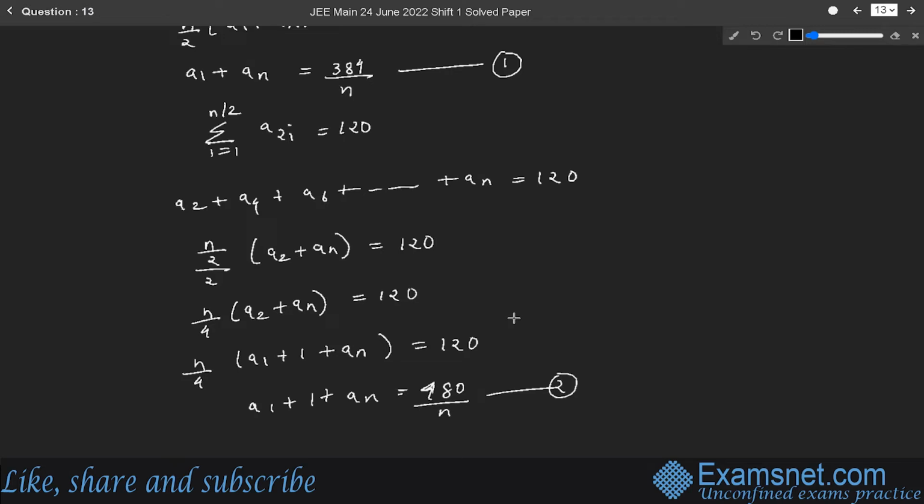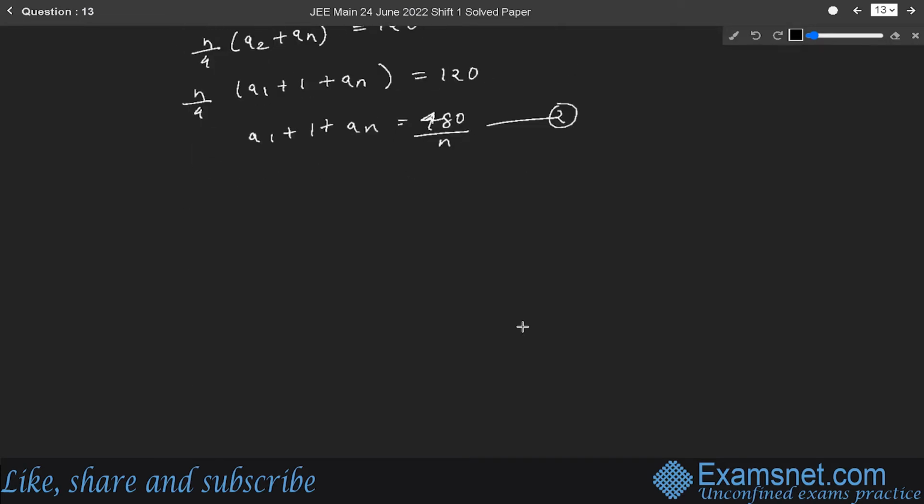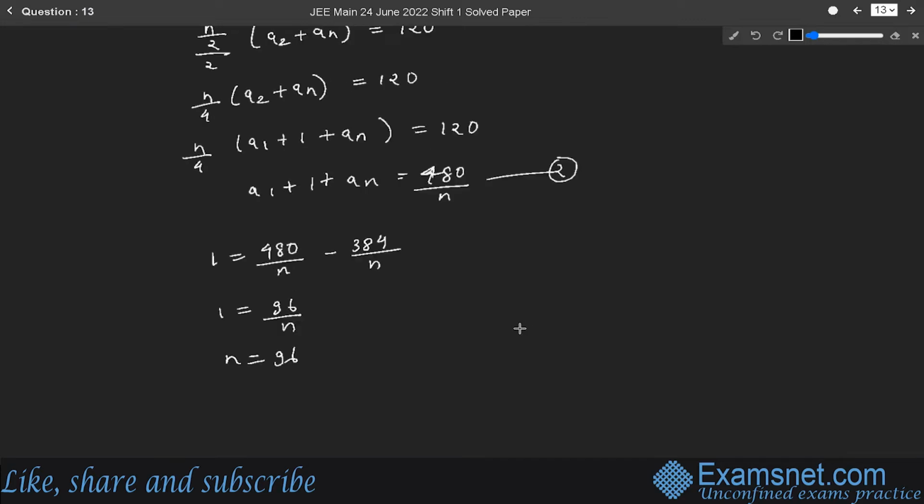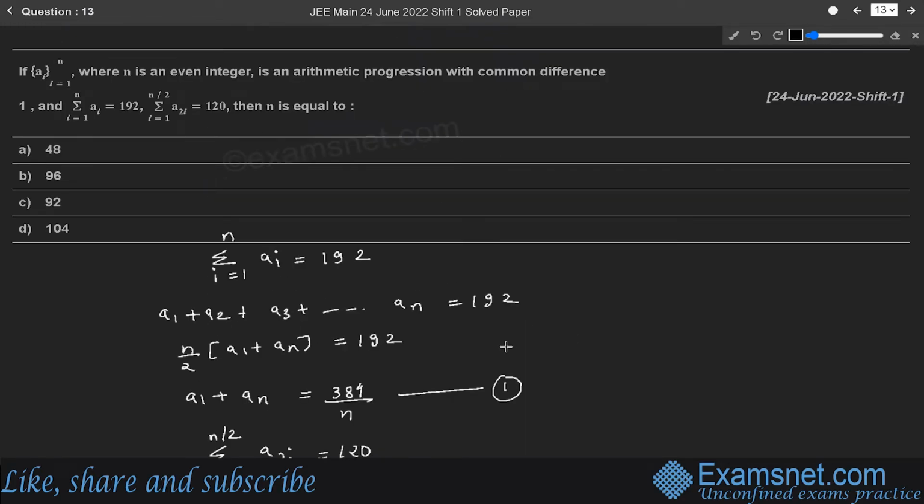We have two equations in terms of the sum of the series. Now subtracting equation 1 from 2, we get 1 is equal to 480 upon n minus 384 upon n. We have subtracted equation 1 from 2. So the required term is 1 is equal to 480 upon n minus 384 upon n. So 1 will be equal to 96 upon n. So n will be equal to 96. Hence we can say that the correct option here is option number B, which is 96.